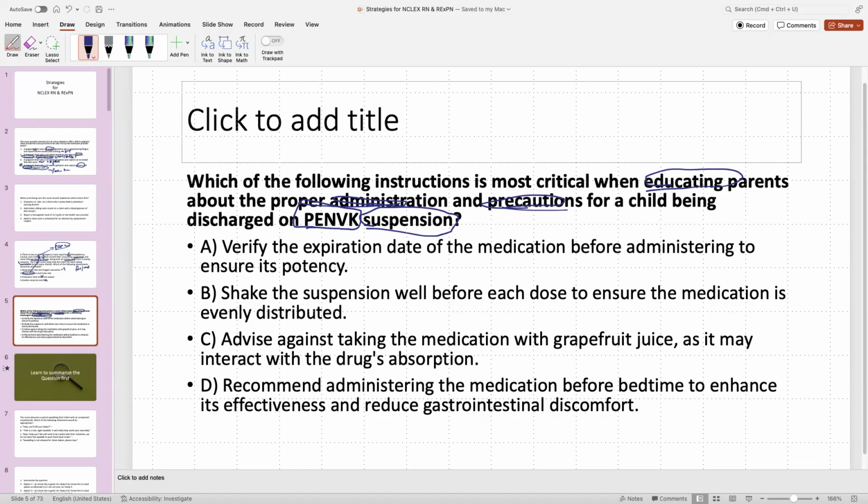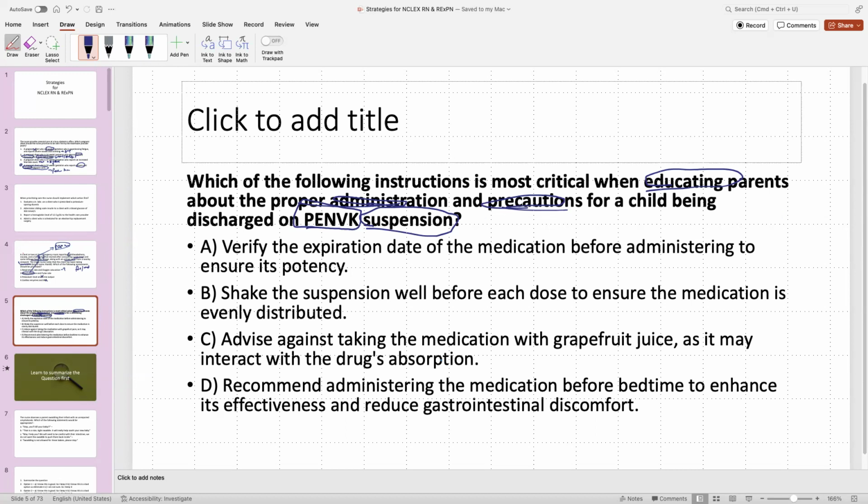Don't go to the next option. Do something with that option. What do you think about this one? It could be, but I don't think so, because they will give the medication while checking the expiry date.